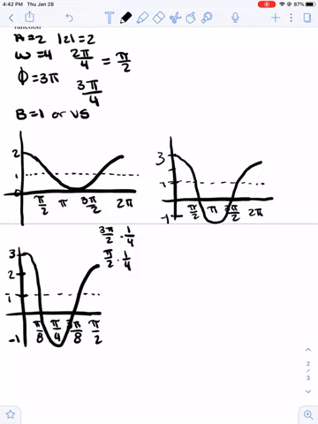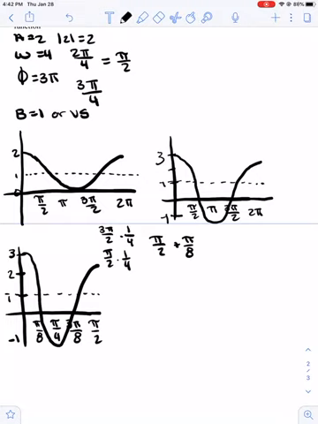Okay, and lastly we have the phase shift. So our phase shift is 3 pi over 4. So we need to figure out where is 3 pi over 4 on this graph. So 3 pi over 4 is bigger than pi over 2. So let's figure out using our interval to find out where 3 pi over 4 is. So we have pi over 2, and it looks like our interval is pi over 8. So we're going to add pi over 8.